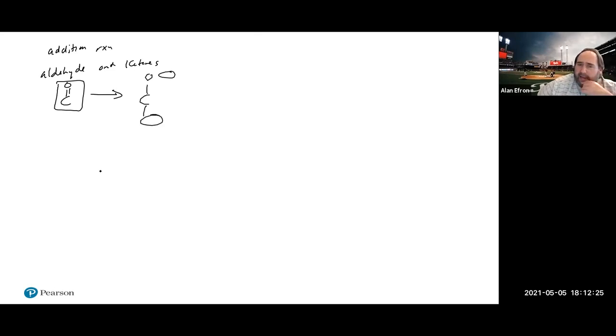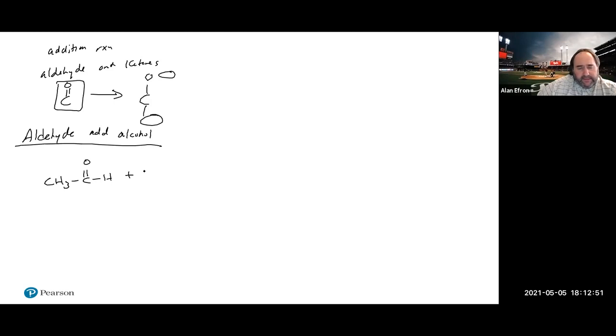So I want to talk about what happens when we take an aldehyde and we add an alcohol to it. So we'll start with what happens when we add one alcohol to an aldehyde. We'll just use the same one we just looked at, which was this guy. And let's say we want to add methanol to it. So I'll just draw it this way here. So we want to add basically methanol to this.